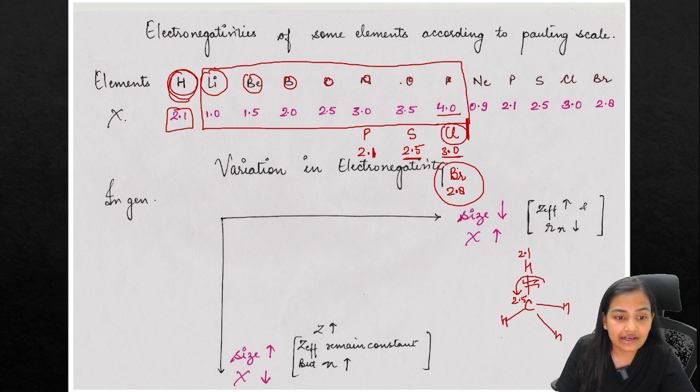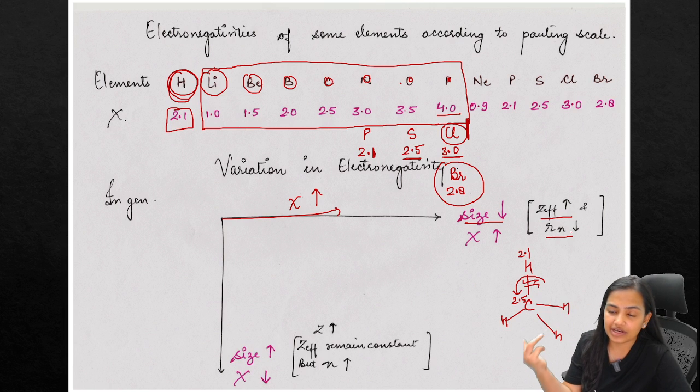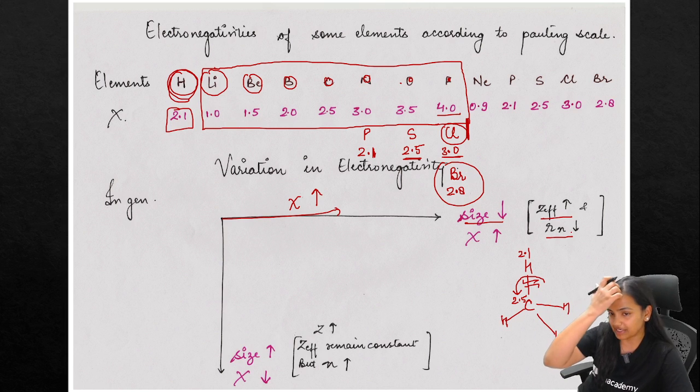We could say that when you are moving from left to right, the electronegativity is increasing. Electronegativity is increasing because the size is decreasing, or you can say the Z effective increases, the radius decreases, the electronegativity increases. Again, it's a repeat.